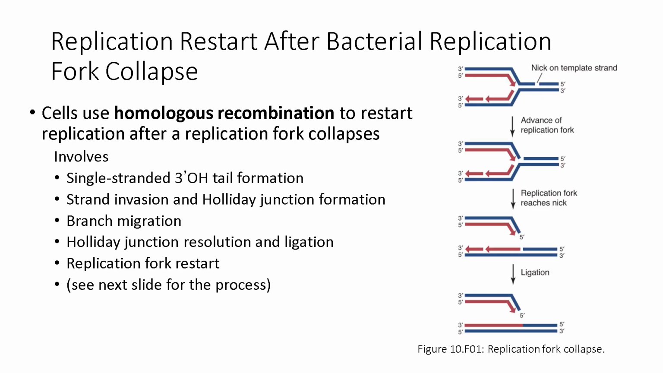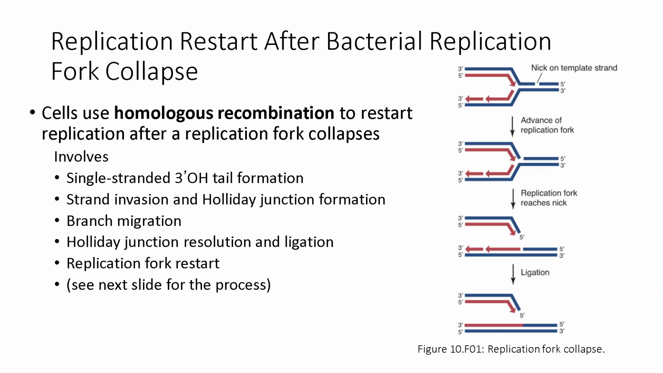In bacteria, the collapse of a replication fork is a critical event that halts DNA synthesis. To restart replication, the cell initiates homologous recombination. The process begins with the formation of a single-stranded 3-hydroxyl tail at the site of the break.